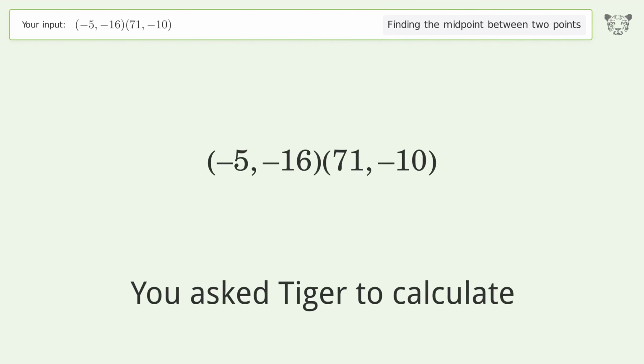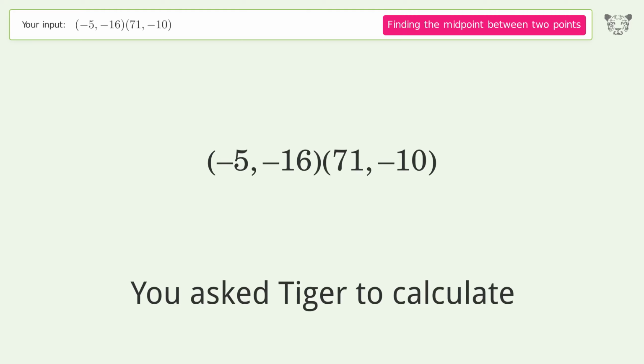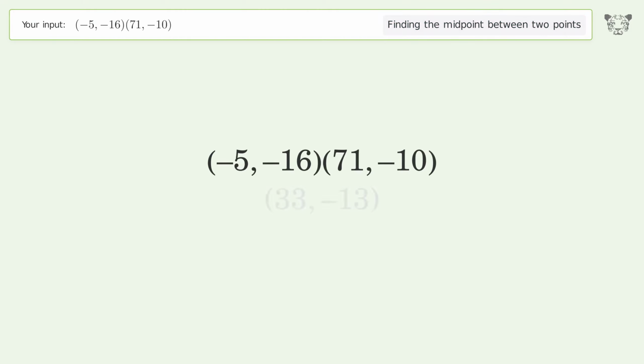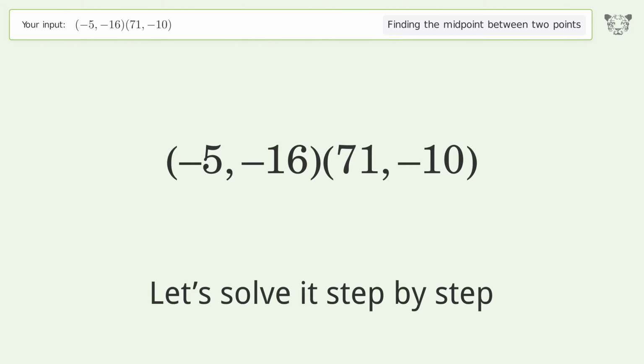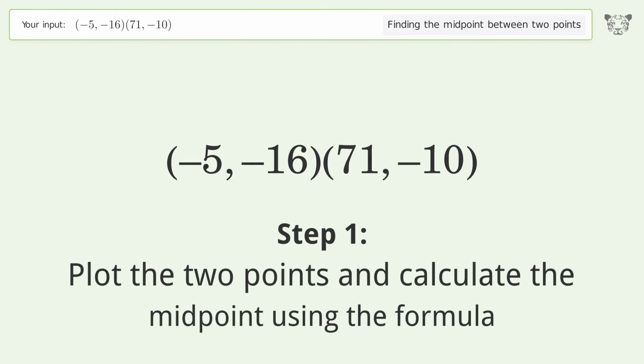You ask Tiger to calculate. This deals with finding the midpoint between 2 points. The midpoint between the 2 points is 33, -13. Let's solve it step by step. Plot the 2 points and calculate the midpoint using the formula.